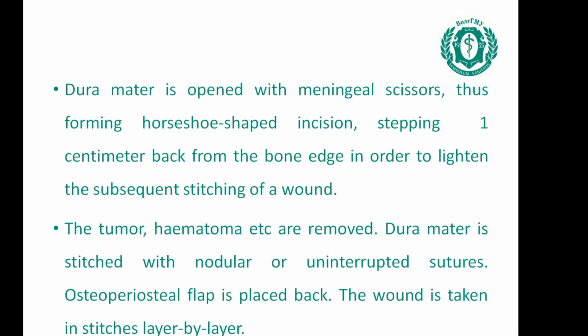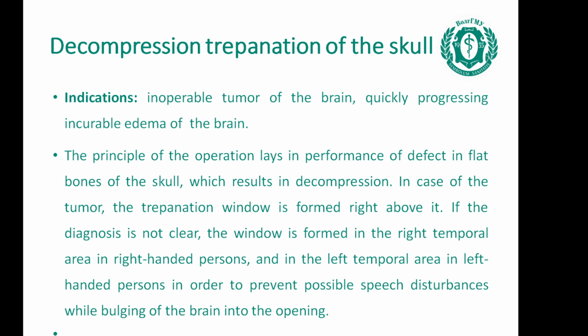The tumor, hematoma, or any other pathological process is removed. The dura mater is stitched with a nodular or uninterrupted suture. The osteoperiosteal flap is placed back. The wound is stitched layer by layer. It was the description of the technique of the osteoplastic trepanation. And now we turn to the decompression trepanation of the skull.